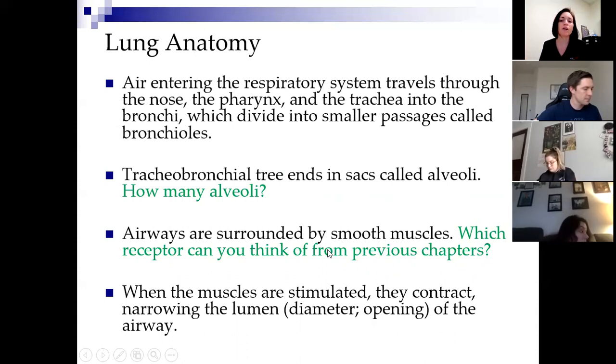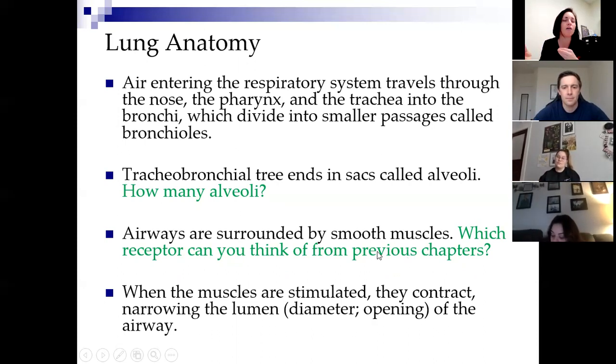The airway is surrounded by smooth muscle, and I'm supposed to ask you guys this: do you remember which receptors are going to be triggered in the sympathetic nervous system that affect the smooth muscle of the lungs? Which receptor? B2. Beta 2. Good. I know, try and connect it all back. The stuff that we've read before reminds us and puts it together with what we're learning this week.